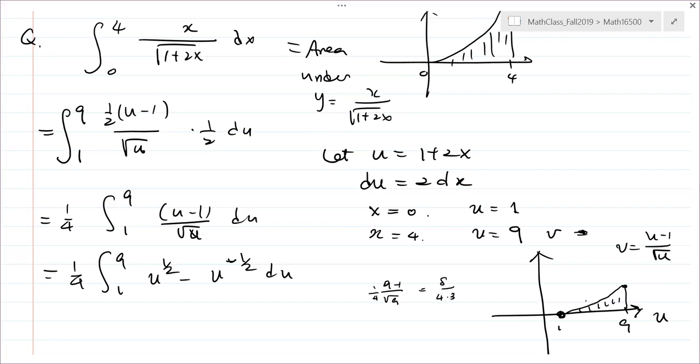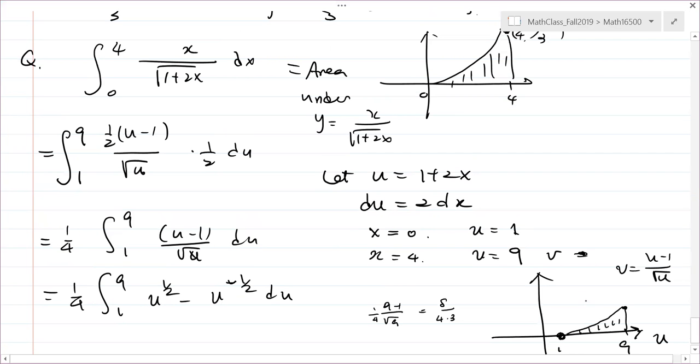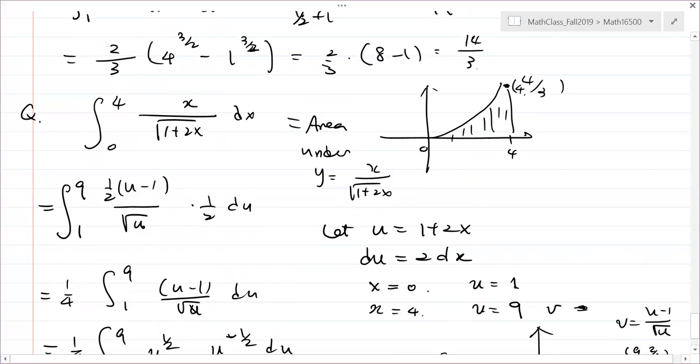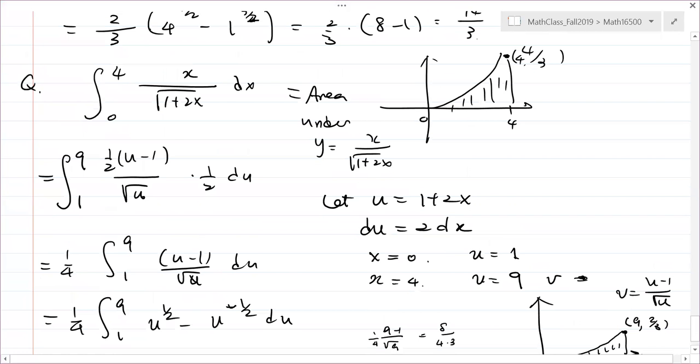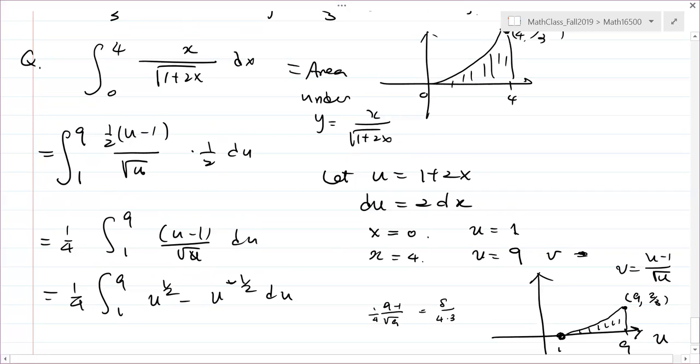I may not draw a perfect graph, but this is going to be 9, 2/3. Okay, that one is a 4/3. So those two regions look a little bit similar, but they're quite different. There's actually a transformation from one world to another world here. They have the same areas, those two regions, but they're deformed in some direction. This is called a transformation.